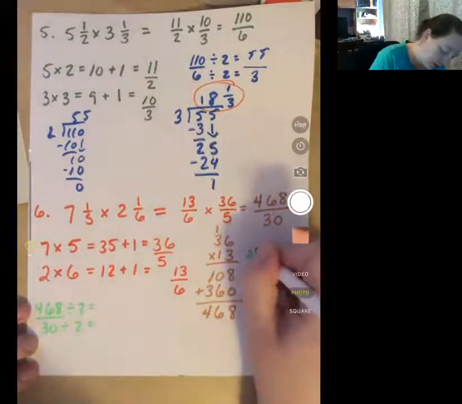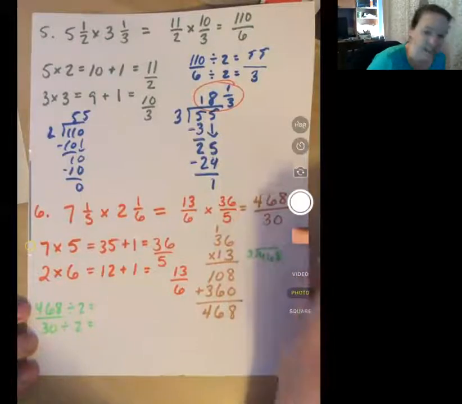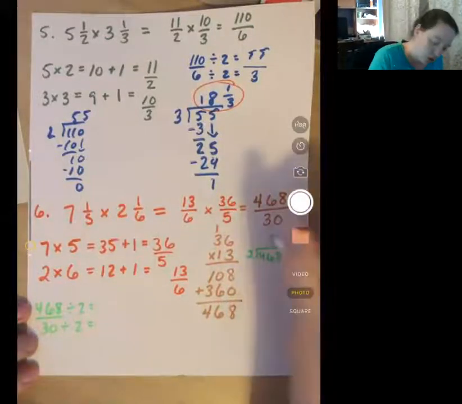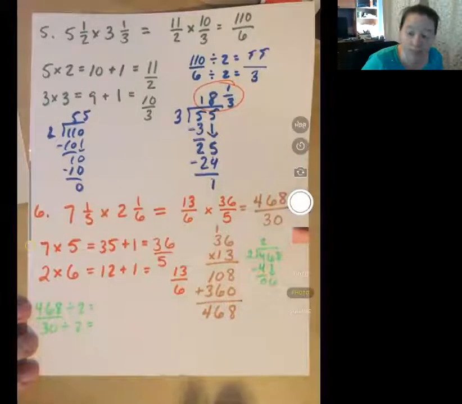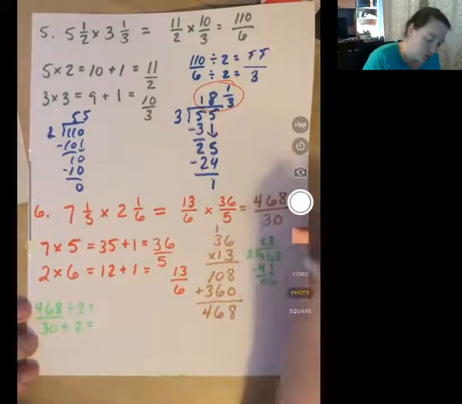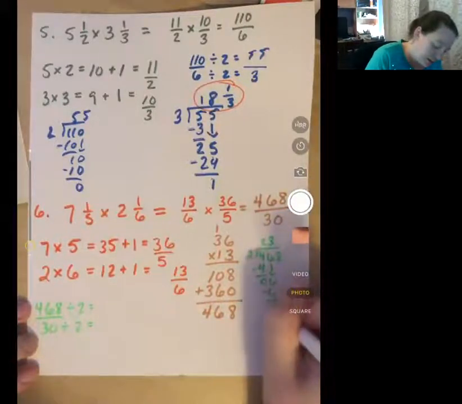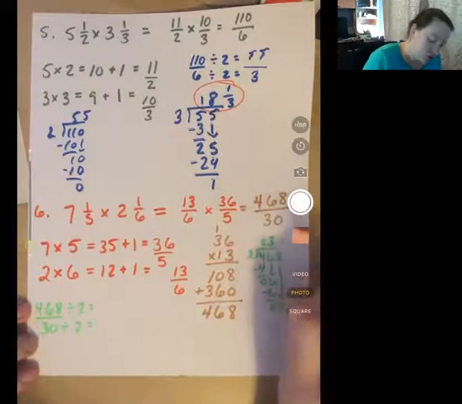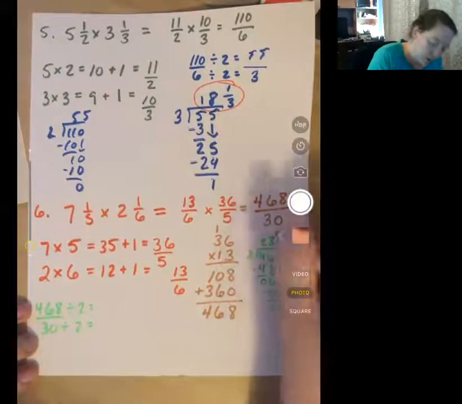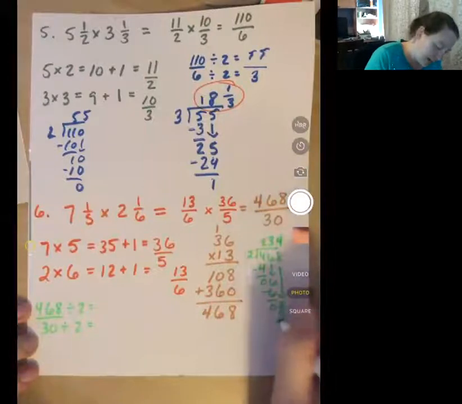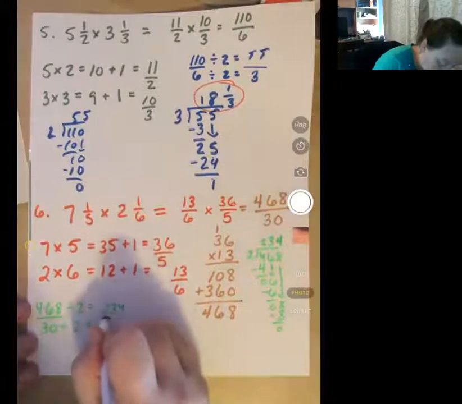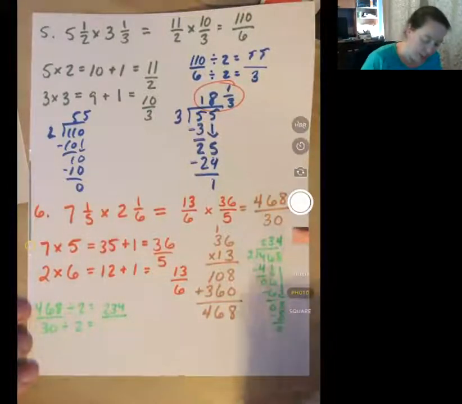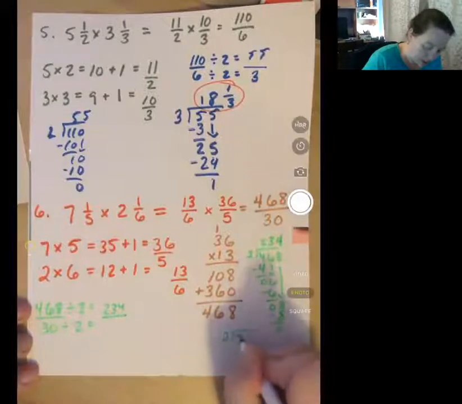Okay, so 2 into 468. 2 goes into 4 2 times, because 2 times 2 is 4. Bring down the 6. 2 goes into 6 3 times, because 2 times 3 is 6. 0, bring down the 8. 2 goes into 8 4 times, because 2 times 4 is 8. So that leaves us with 234 on the top, and then 2 into 30.